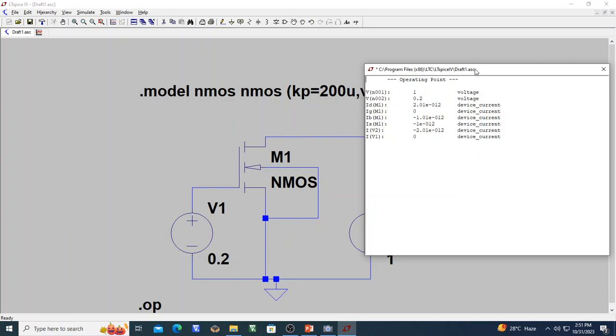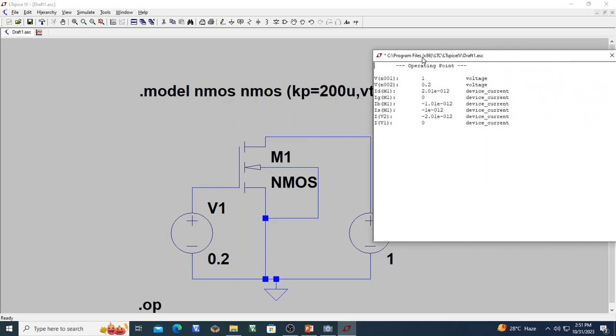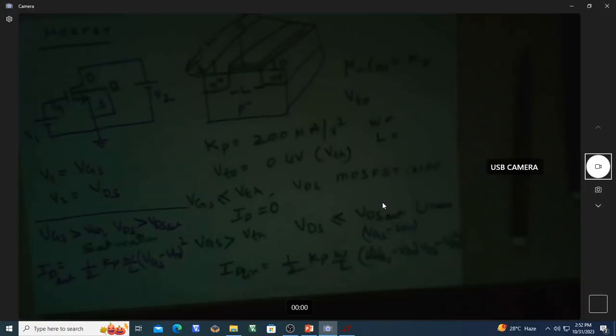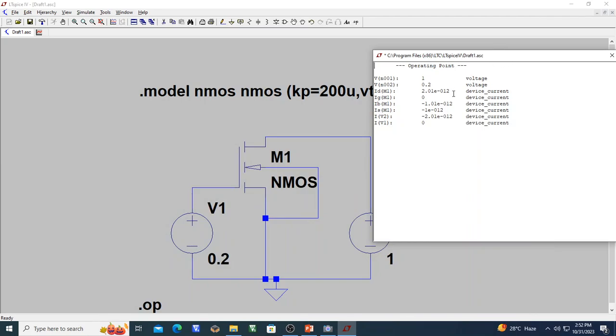You can see immediately I got all voltages and currents of this circuit. You can see it is 1, that is this one. Can you see this is 0.2, this is 0.2. Can you see now here ID of M1, this is M1, ID is the drain current. It is 2.01 picoamperes. Actually what I said was the current is 0. This is in the ideal case, but typically it will be a very small current. Now this picoampere is negligibly small, so we treat the MOSFET as in off condition. Meaning, when the MOSFET has a VGS less than VTH, the MOSFET is off.